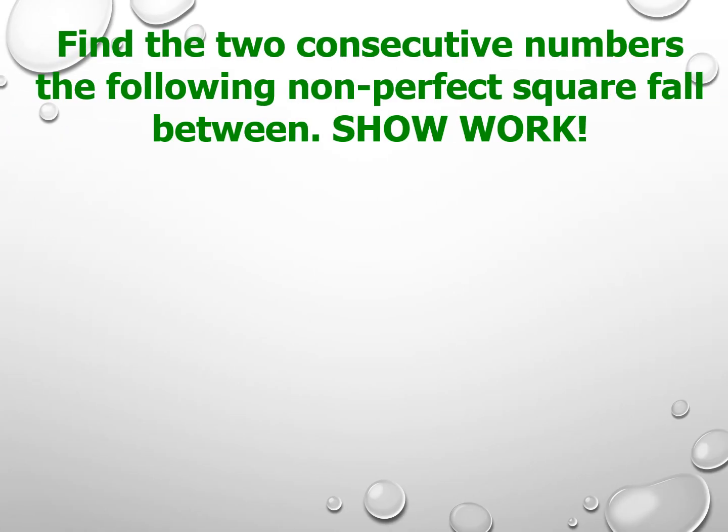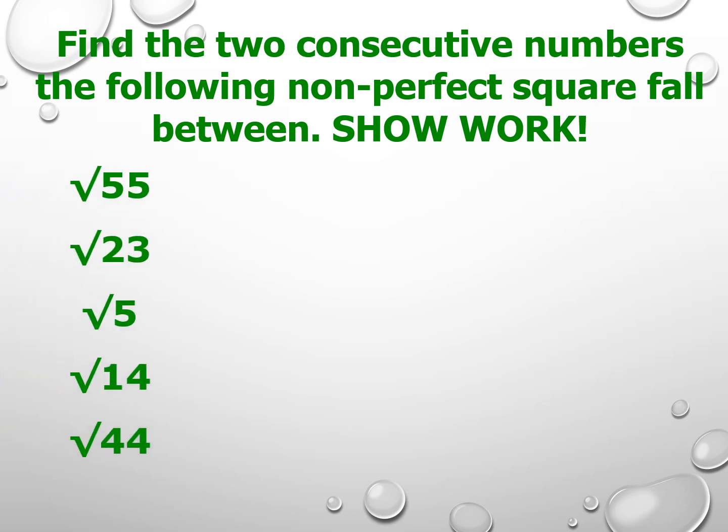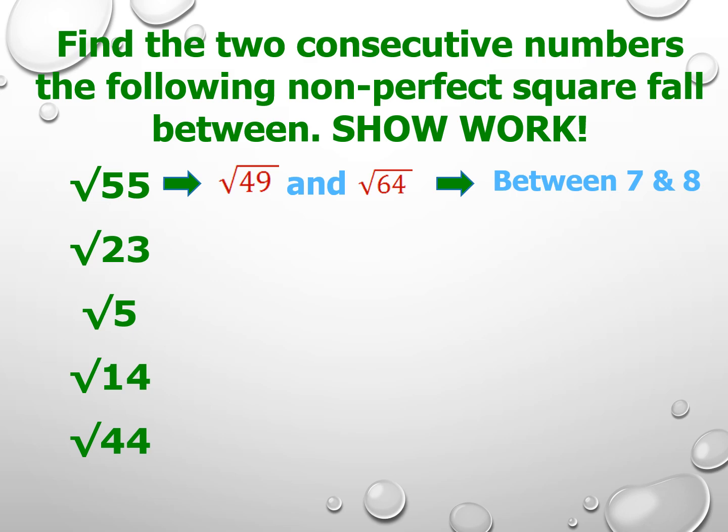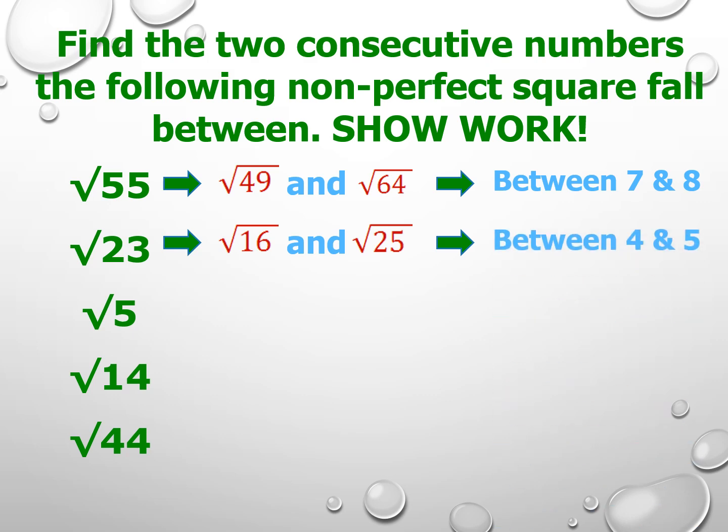Now let us find the two consecutive numbers the following non-perfect squares fall between. So first, let us have square root of 55. Square root of 55 falls between square root of 49 and square root of 64. So therefore, its square root falls between 7 and 8. Square root of 49 is 7. Square root of 64 is 8. Now let us have square root of 23. Square root of 23 falls between square root of 16 and square root of 25. So therefore, its square root falls between 4 and 5.